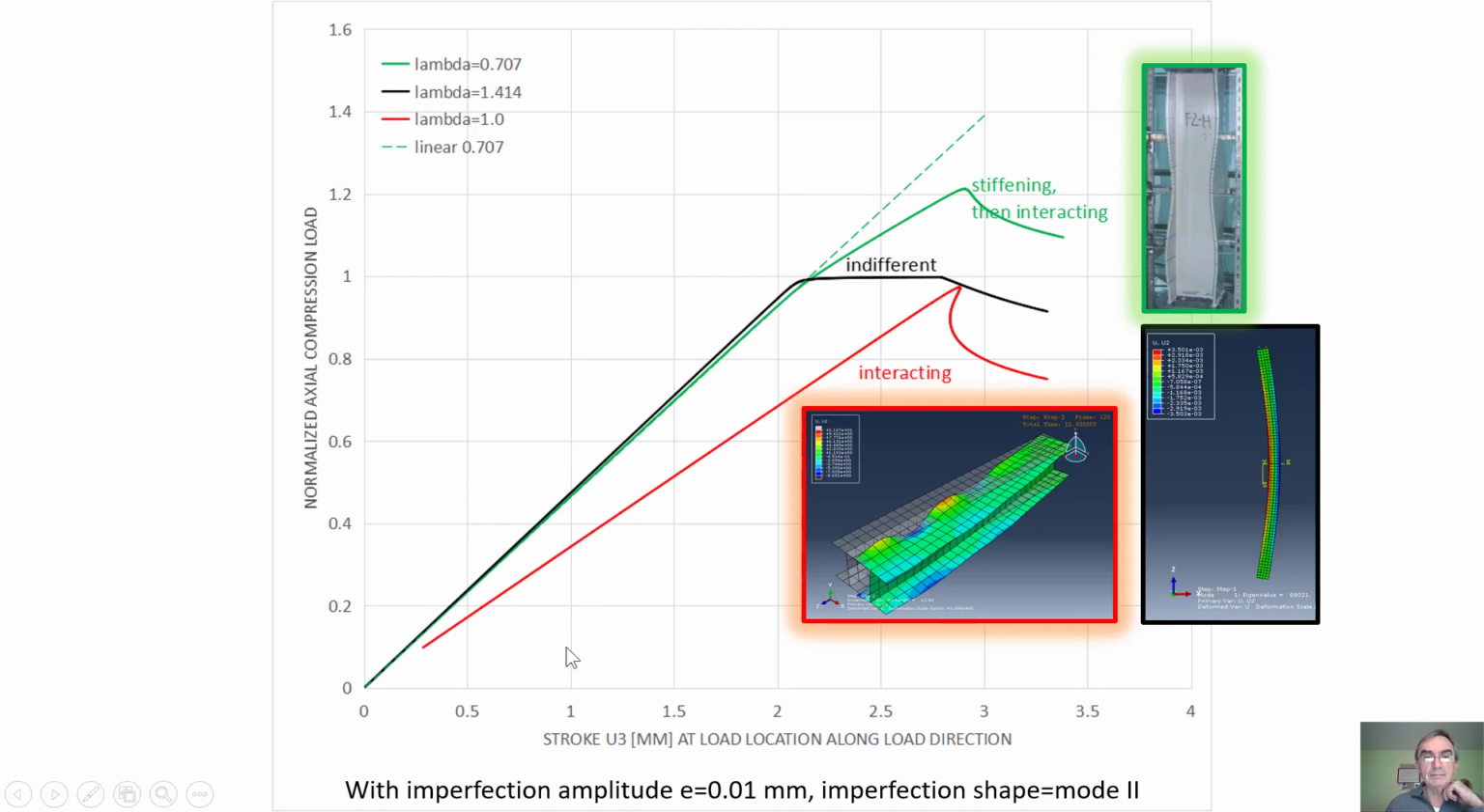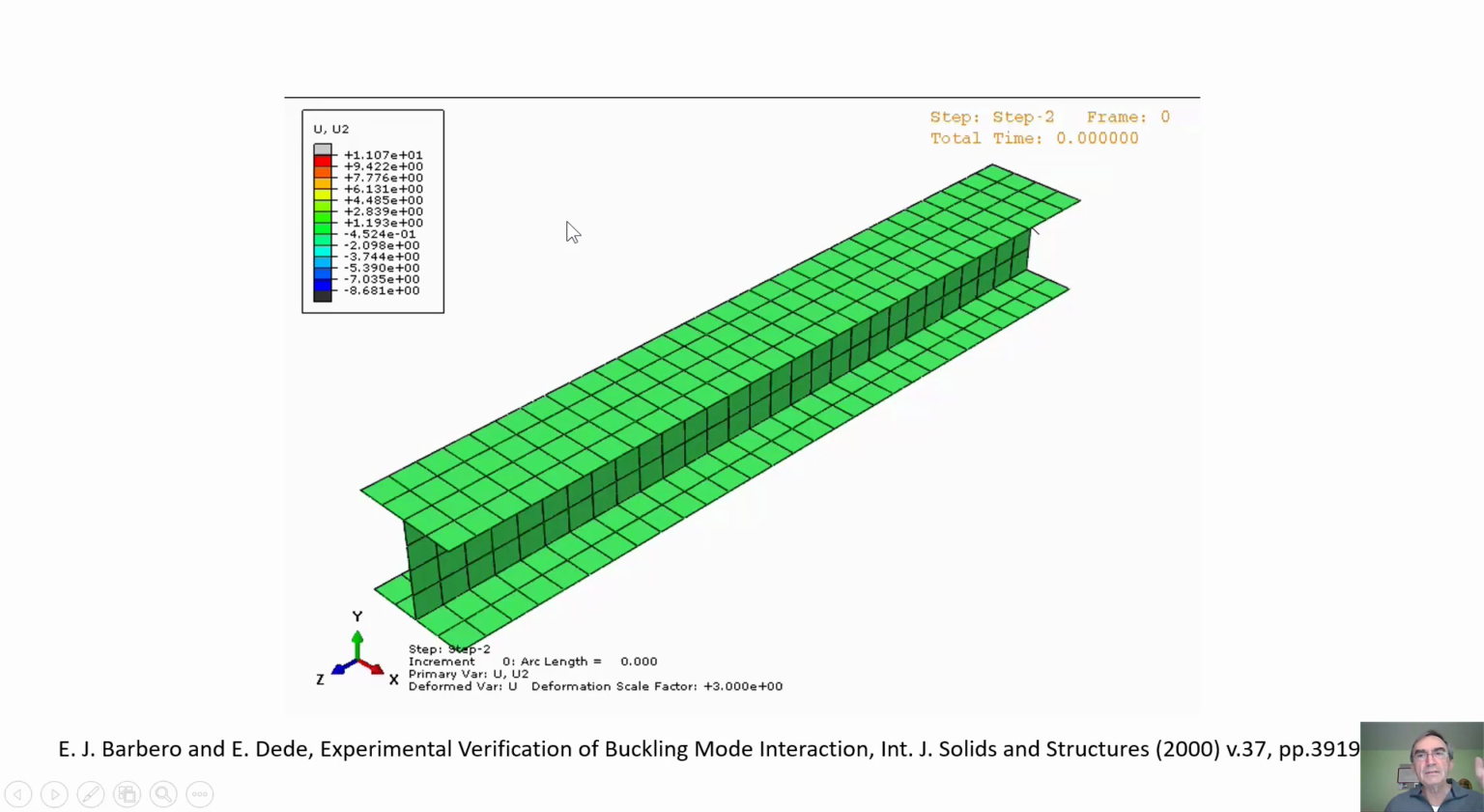Now, one more note is that the imperfection amplitude I use here is 0.01 millimeters, and I apply it only to the flange in the shape of mode 2, which happens to be the local mode for this column. So that means I'm applying basically nothing, right? This is 10 microns. Real pultruded shapes have much more imperfection than that. And I apply so little to emphasize the different behavior and be able to make this plot in such a striking way.